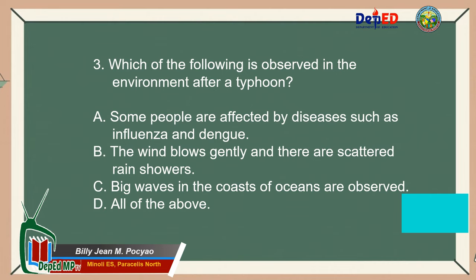Number 3. Which of the following is observed in the environment after a typhoon? Letter A. Some people are affected by diseases such as influenza and dengue. Letter B. The wind blows gently and there are scattered rain showers. Letter C. Big waves in the coasts of oceans are observed. Letter D, all of the above. The correct answer is letter D.